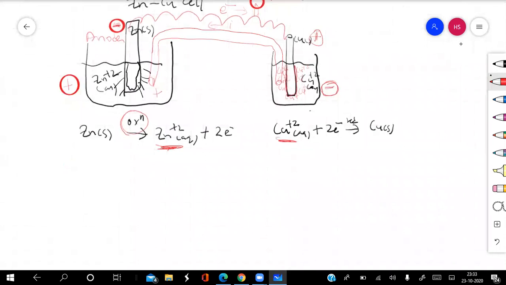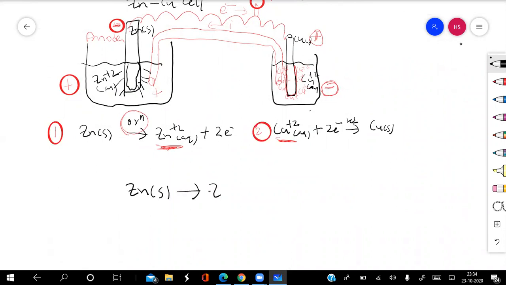Okay, so this reaction is called as what? This is the oxidation half reaction, and this is the what? Reduction half reaction. This is taking place at anode and this is taking place at what? Cathode. Okay, so when you add both of these 2 reactions, you'll get an overall reaction. Suppose I just add them together. See what overall reaction we are going to get.